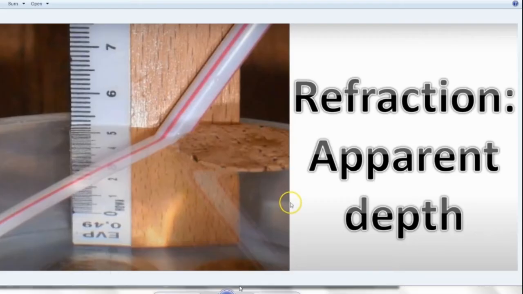And here we can see very obviously with this ruler, when we look under the water surface, we see that the centimeter marks are much closer together. So this distance looks less than 5 centimeters, when actually we can see that it is a little more than 5 centimeters.